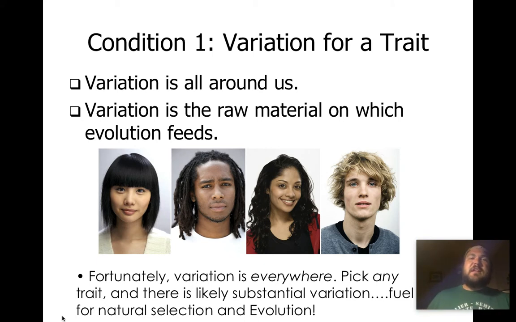So variation, again, is everywhere. It's all around us. Any organism, any trait is likely to vary. And variation is the raw material on which evolution works, or at least natural selection.